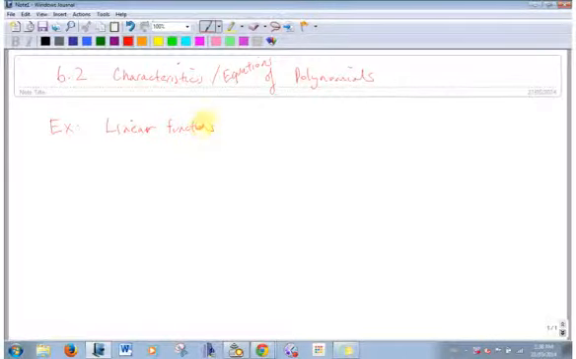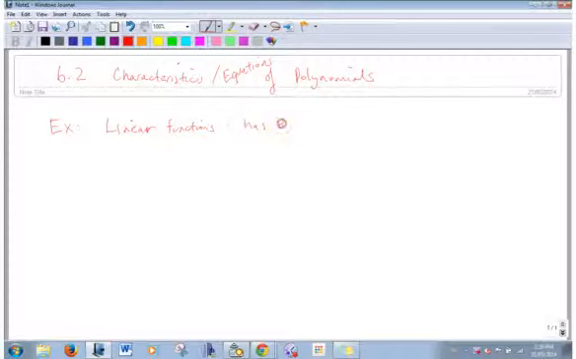Who can give me an example of a linear function? What kind of shape does a linear function make? Yes, not necessarily horizontal, but yeah, it's a line. What's the equation that looks like a line? Y equals x? Sure. How simple can you get? There's one.